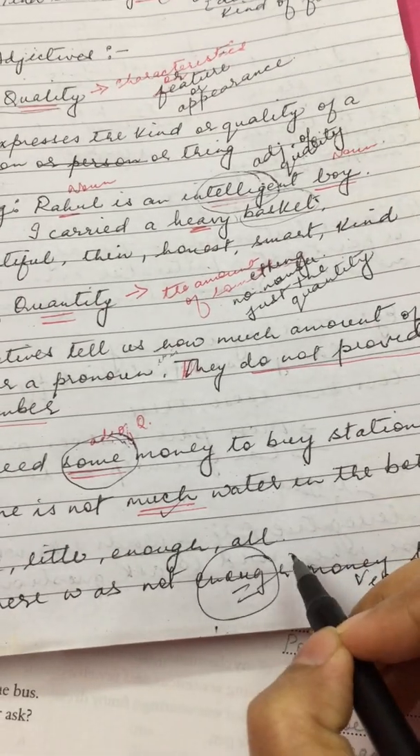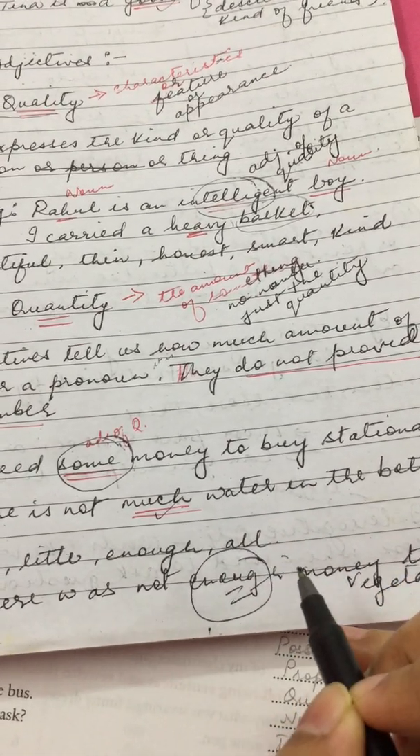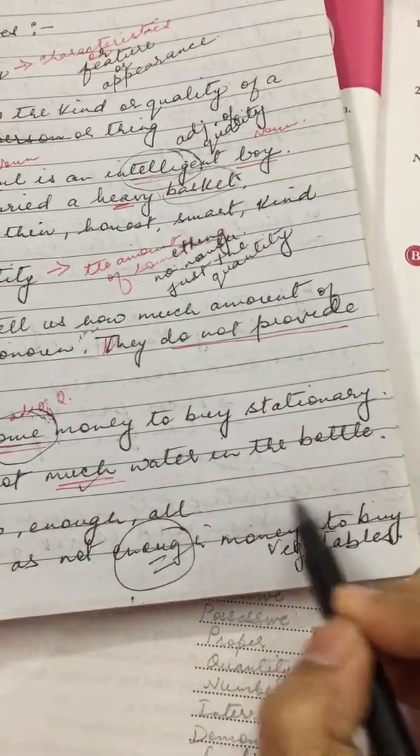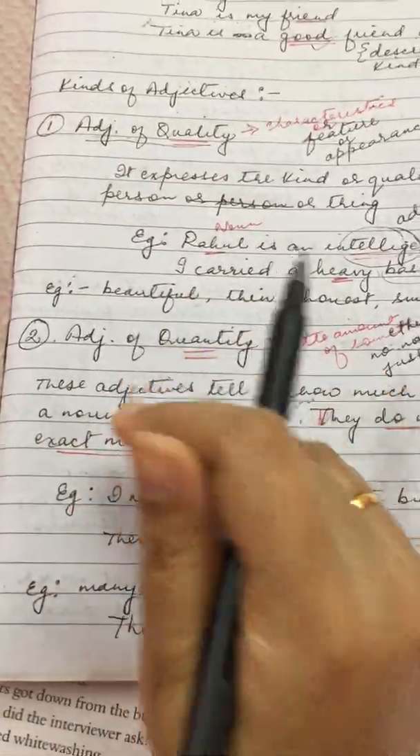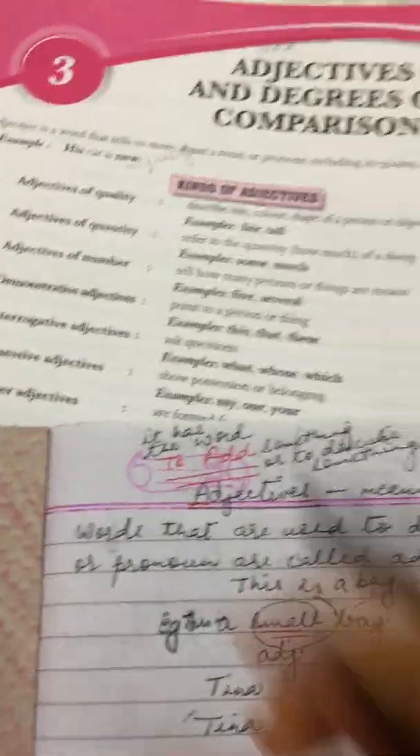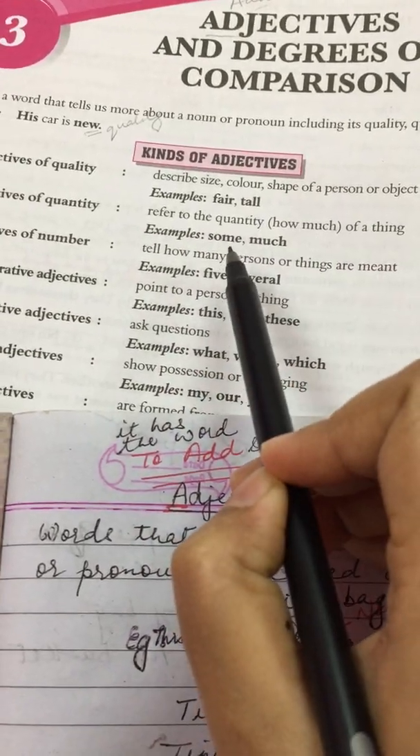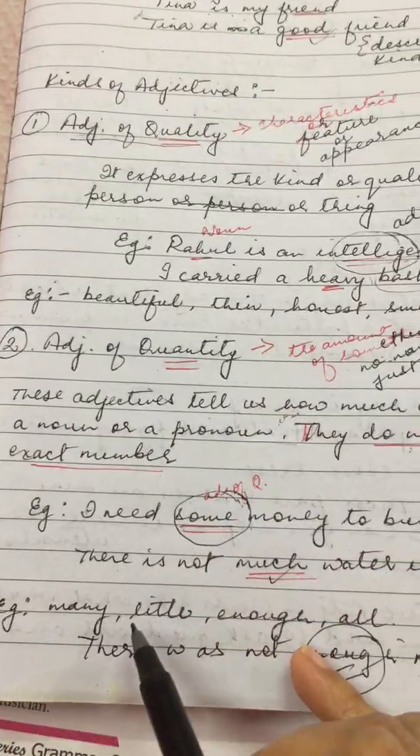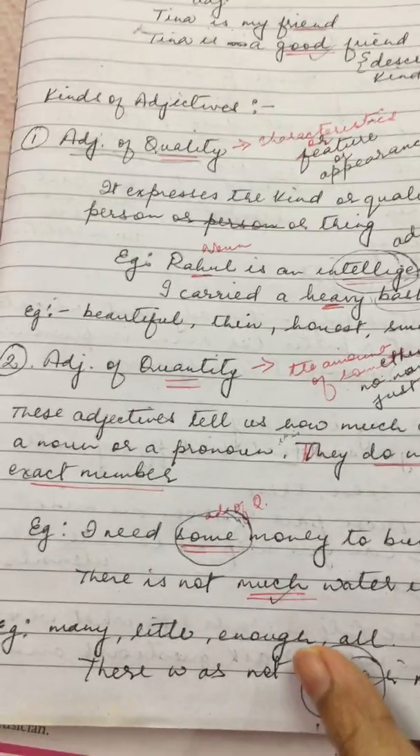What is enough? Enough is not the exact number. It is some quantity that is not available to buy the vegetables. So this is the adjective of quantity. Here also it is given. It refers to the quantity, how much of a thing. Some, much. It is never described in number. It is always described in many, little, enough, some, much, all, in this way.